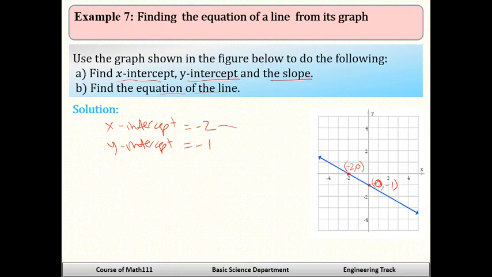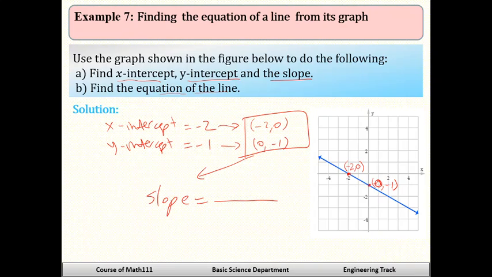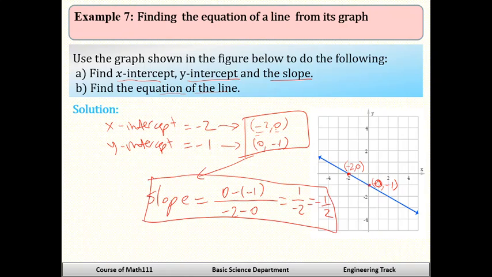So then this gives you the point minus 2, 0. And this gives you 0, minus 1. You can use them in the slope. So these are 2 points on the line, and they are enough to write the slope. So y1 minus y2, 0 minus minus 1, divided by minus 2 minus 0, so it will be 1 over minus 2, so it's minus 1 over 2. So the slope will be minus 1 over 2.